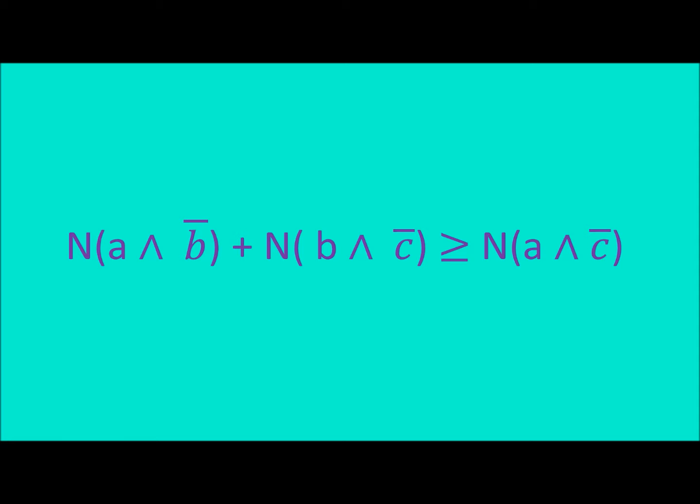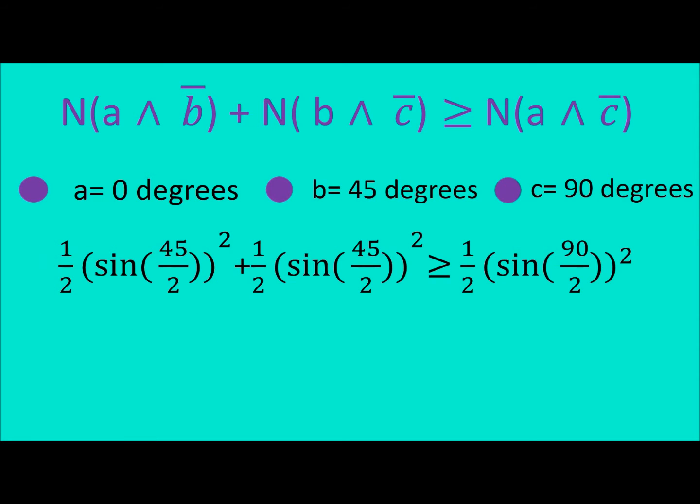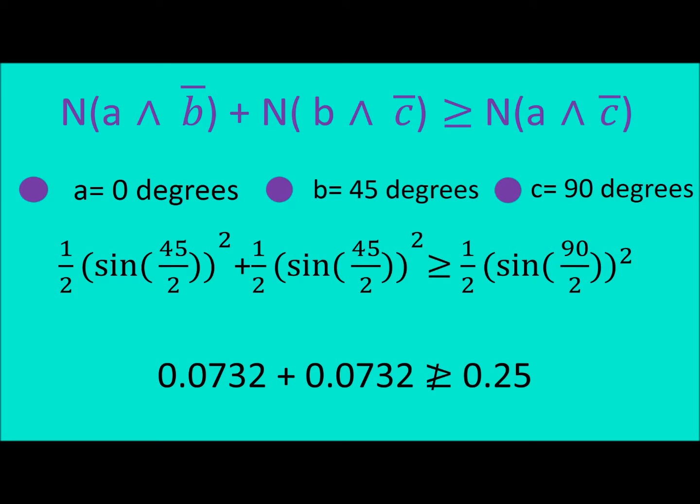Now let's see what happens when we try to apply this to quantum mechanics. Let's say we are looking for a spin-up particle at 0 degrees with a Stern-Gerlach apparatus and its pair at 45 degrees. We're also looking for a spin-up particle at 45 degrees and spin down at 90 degrees. This would mean A is a spin-up at 0 degrees, B equals spin up at 45 degrees, and C equals spin up at 90 degrees. Plugging this into Bell's inequality, we get a violation. Quantum mechanics is shown to be non-local.